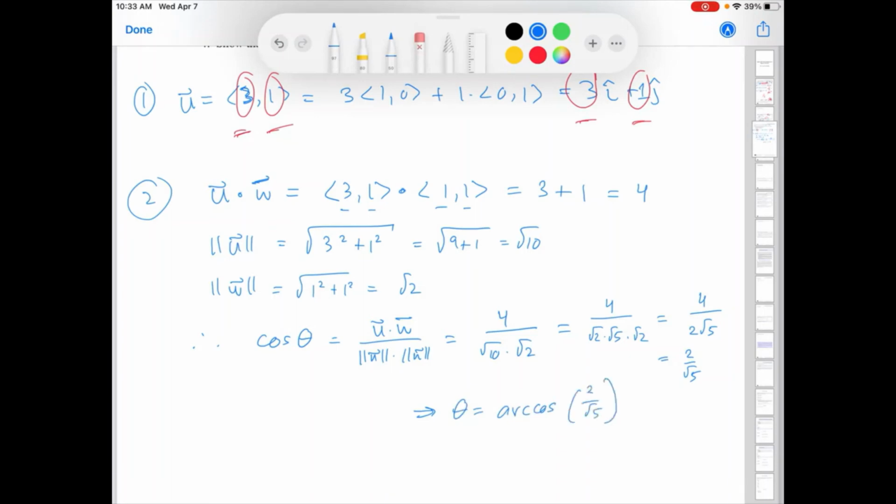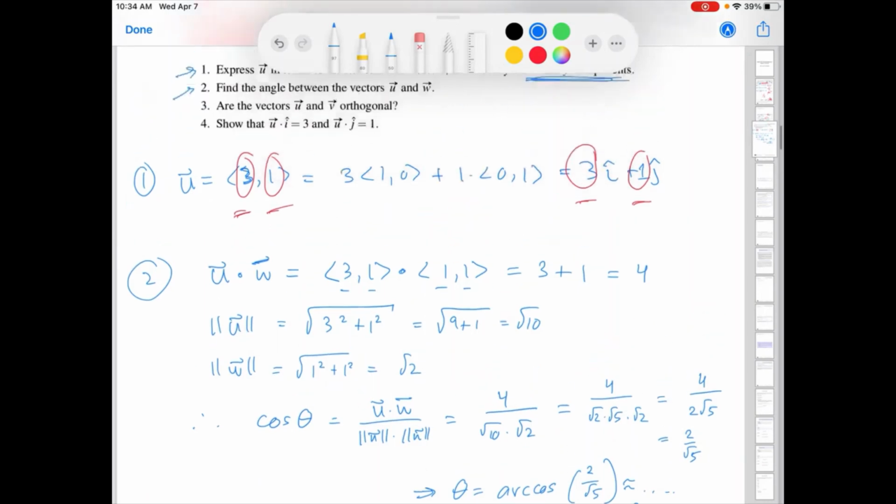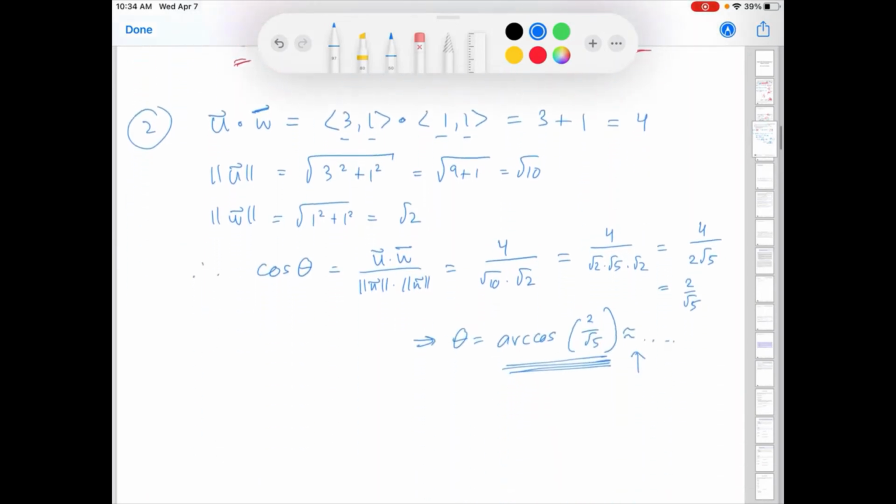I don't have a calculator with me, so I can't tell you what this approximates to. You can certainly pull out a calculator or go to Wolfram Alpha or somewhere and figure that out. But this is the exact value. When you calculate this, you will be approximating it. So in a sense, this is the better answer. So we have found the angle between the two vectors, even though we can't pin it down as a numerical approximation. We could do that certainly if we wanted to.